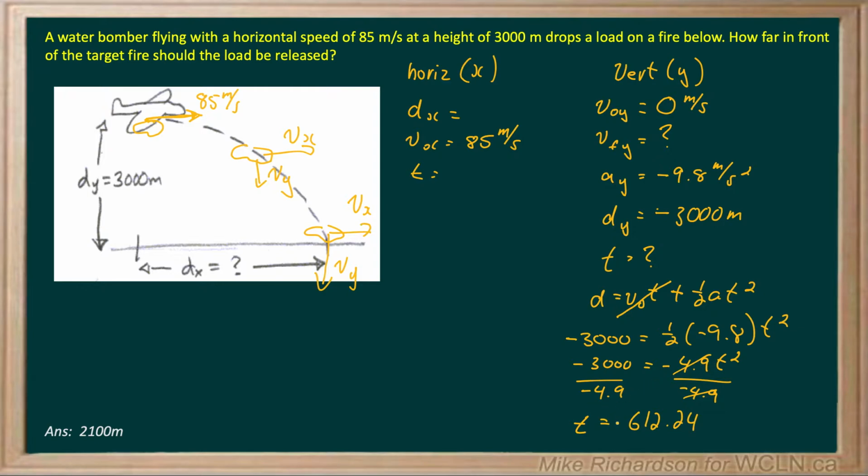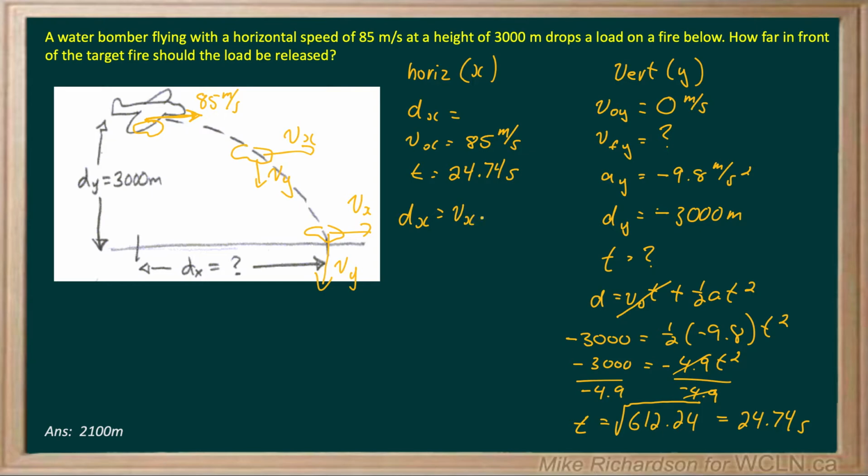So to get rid of the square, my last step is to take the square root of that number. And when I do that, I end up with an answer of 24.74 seconds. So my time is the same in the x. It's the only scalar quantity. Now all that's left is to find dx.